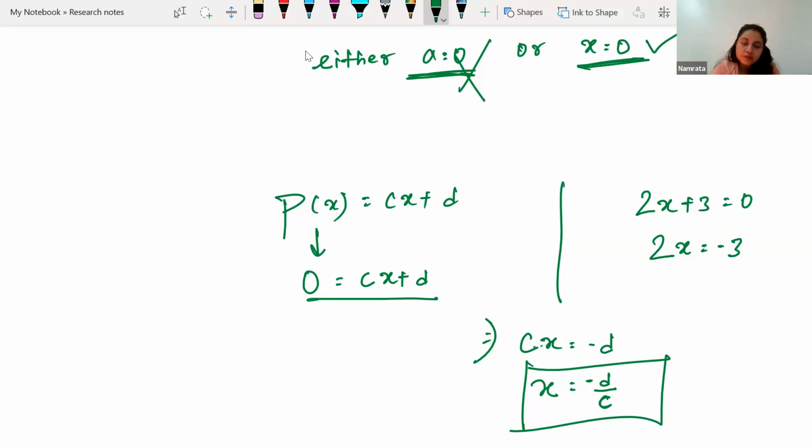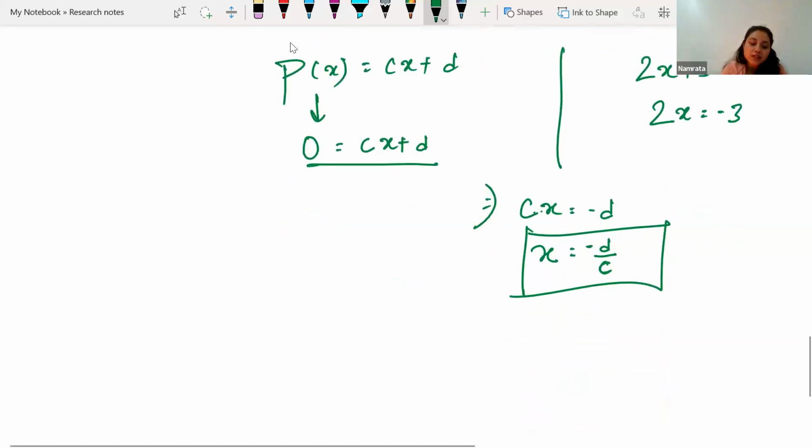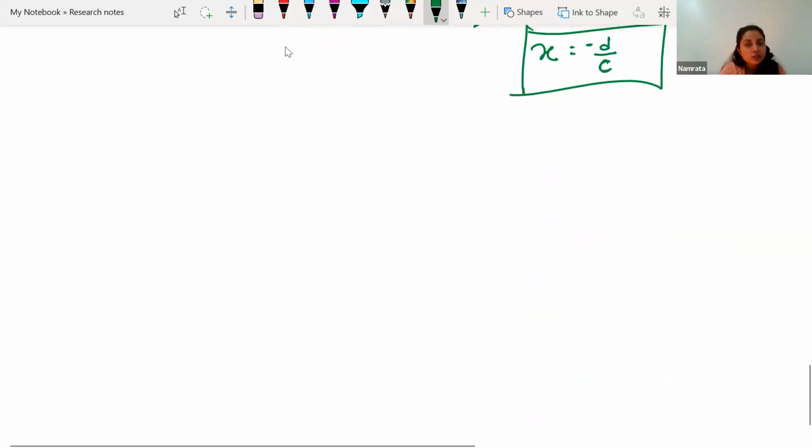Yes, ma'am. This way we will be finding the zero of the polynomial. Any polynomial is given. If numbers are not there, if constants like c, d, e, f are used, then also we need to solve it just like a normal equation, by assuming that this c is a number, this d is a number, and x is a variable.